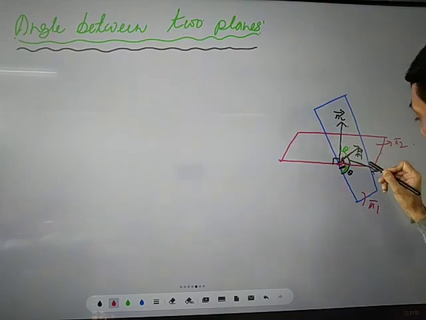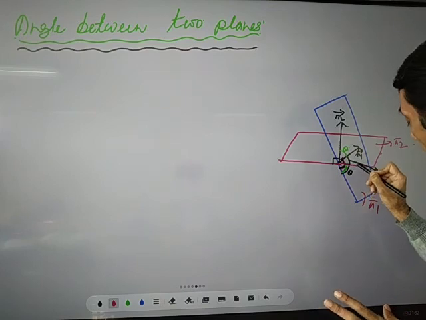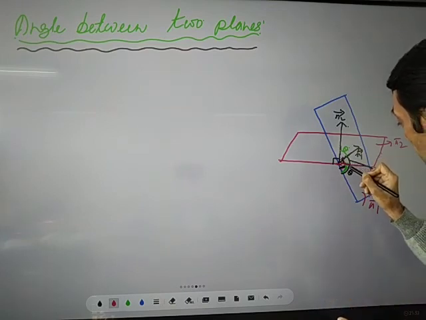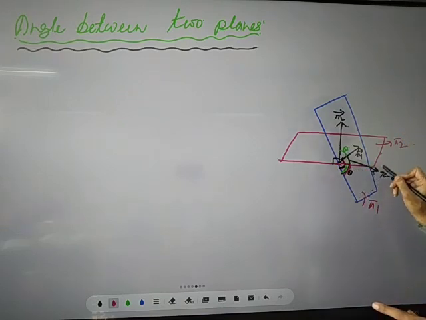So let us consider, we are just using many symbols, don't get confused. I'll redraw this. Say theta is the angle. I'm just talking about this angle, the angle theta between this plane pi 1 and pi 2.